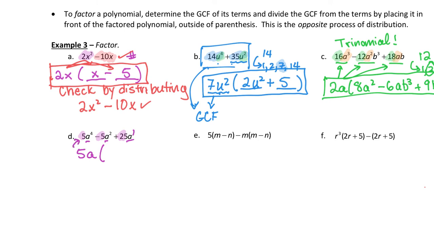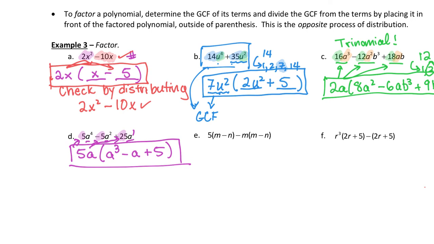So what times 5a gives me 5a to the fourth? That would be a to the third. What times 5a gives me negative 5a squared? That's going to be a negative a. The 5's already there. If you want to, you could put a 1, but you do not have to. It's just going to be a. And finally, what times 5a gives me 25a? It would simply be a 5. Let's see how you guys did on that one.